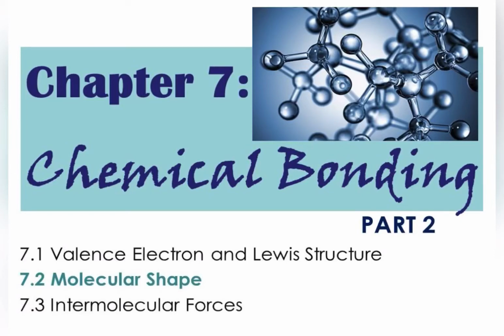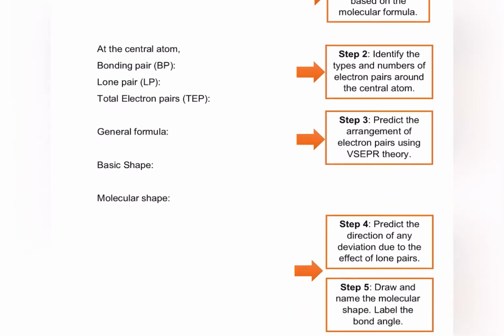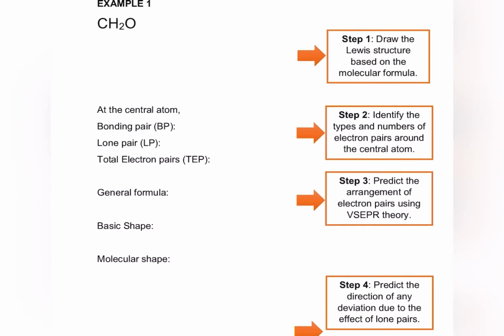Assalamualaikum and hello. In this video, we are going to continue with example 1 and 2, how to predict the molecular geometry by using VSEPR theory. Let's try example 1 first. I got CH2O here. So what to do first, you are going to follow the steps from step 1 until step 5 in order to get the final answer. So let's go one by one.